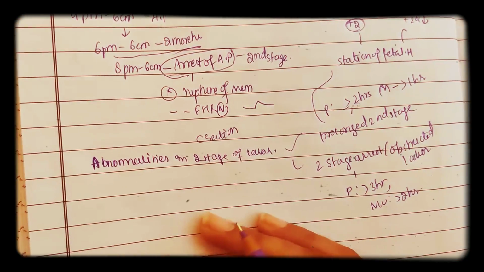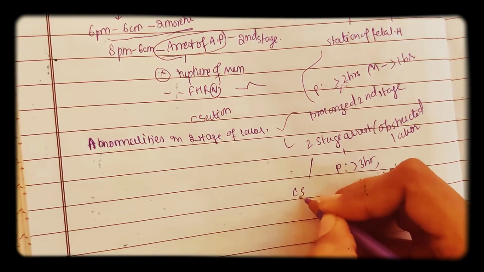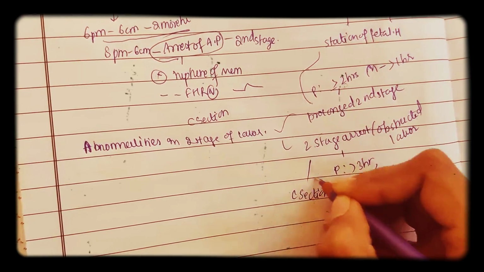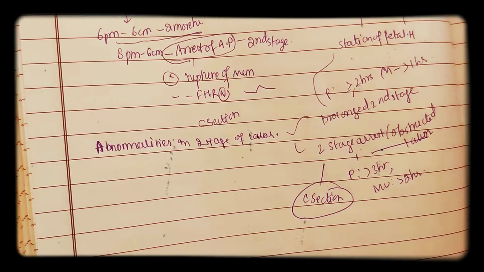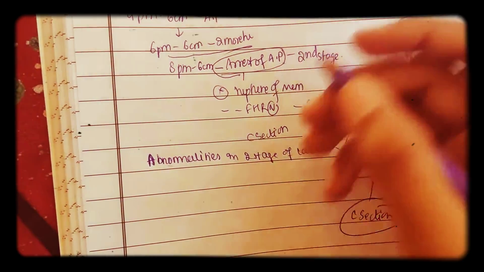Coming to second stage arrest, here always you need to do only cesarean section. Always cesarean section in second stage arrest or obstructed labor. Now coming to obstructed labor, let us discuss it in somewhat detail.